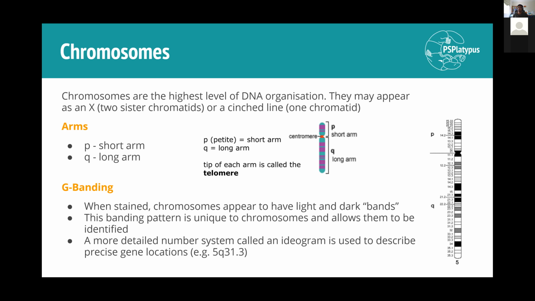But we can also have this classic X shape. That's when you have two sister chromatids, and the sister chromatids are joined at the centromere. It appears like a bit of a cinched line because the centromere is a little bit thinner than the rest of the chromosome. So we have a little bit of terminology here. We use P to talk about the short arm, P for petite, and we use Q for the long arm of the chromosome. And we call the little tip of each arm the telomere.